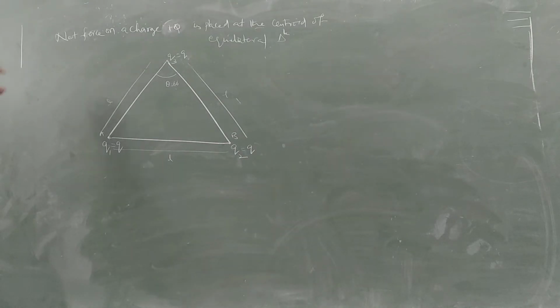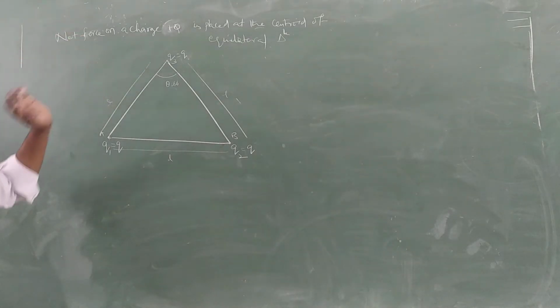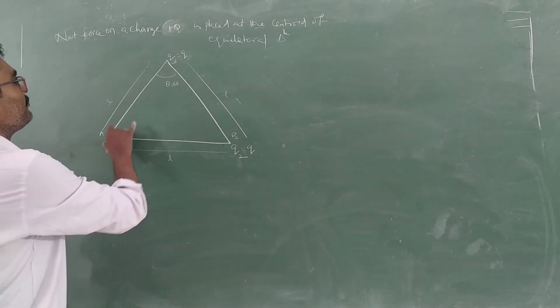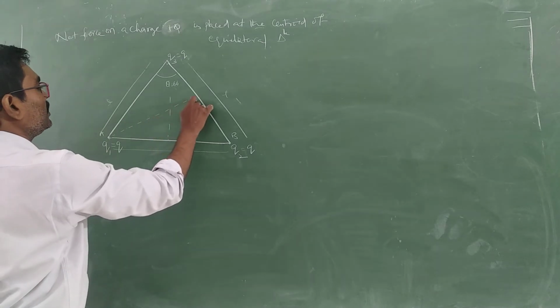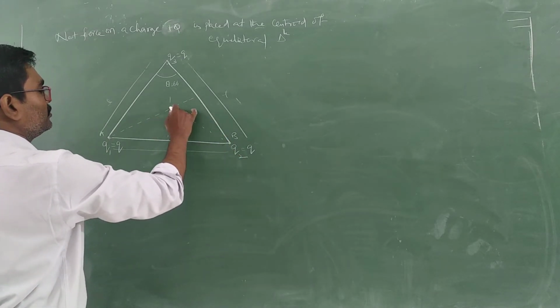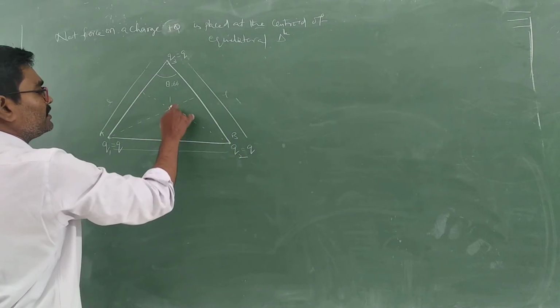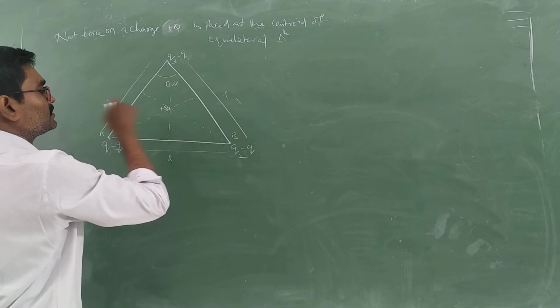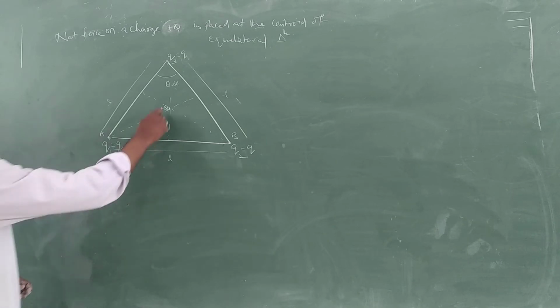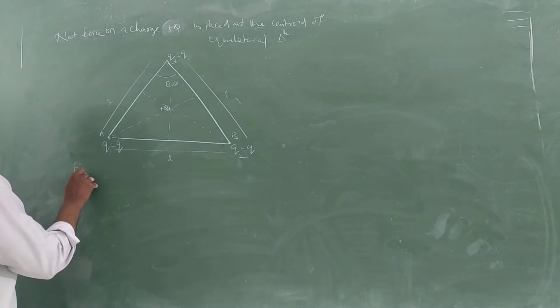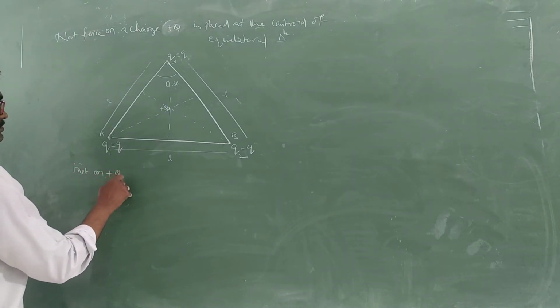Let's see the next question. What is the net force if the fourth charge, that is plus Q, is placed at the centroid of the system? Okay, I need to calculate. How to calculate the net force on plus Q? F net on plus Q.